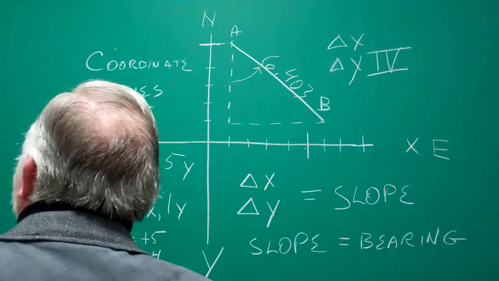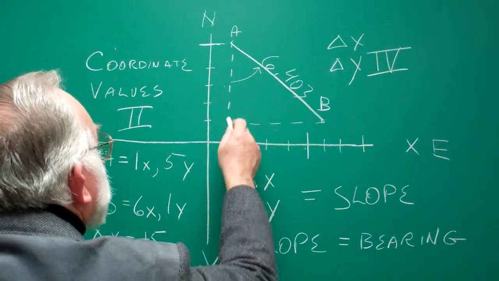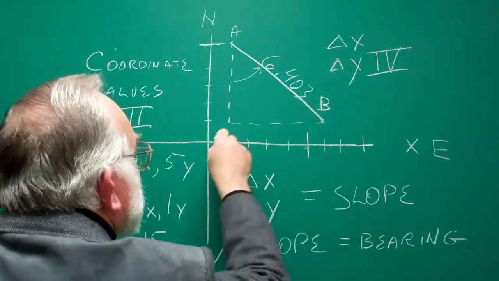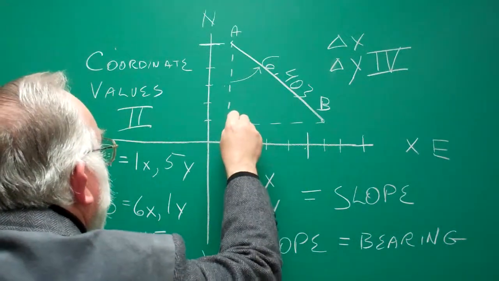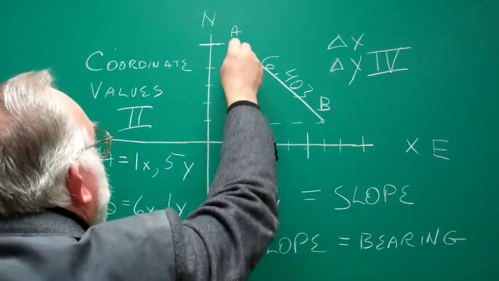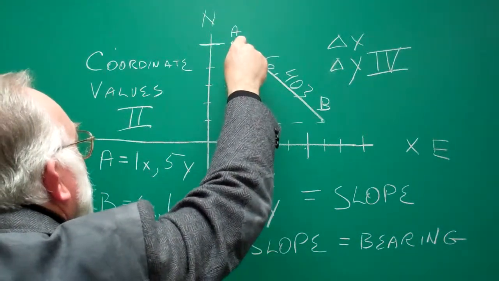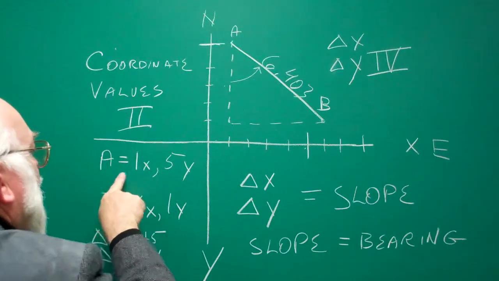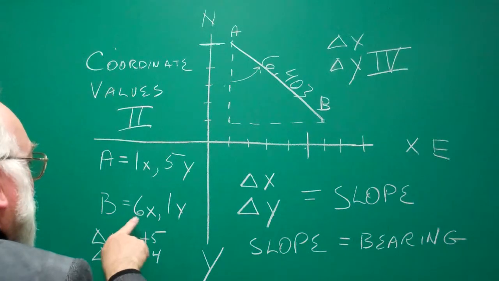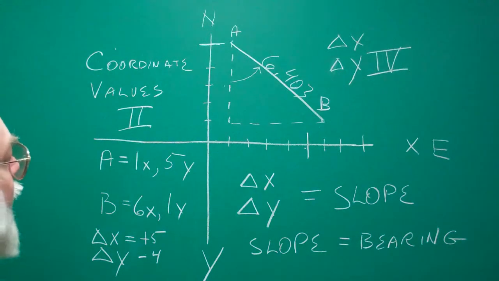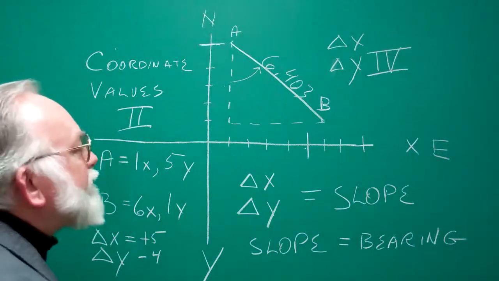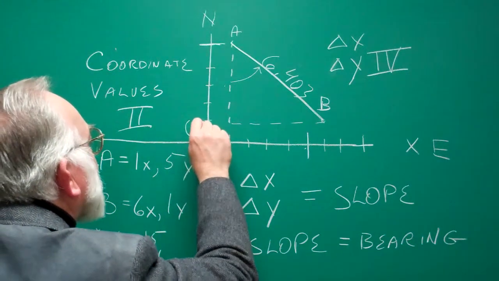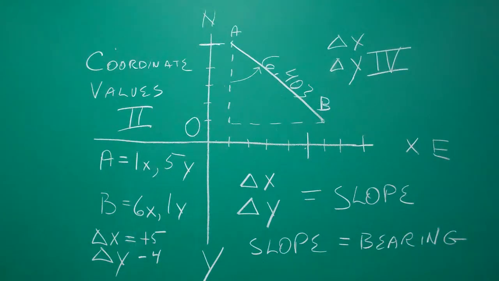So when we did our solutions before, we had a +5 on the x-axis, that's the x-axis, and we had a -4 on the y-axis. So therefore our coordinates, if we're just starting with these values, are A is 1x, 5y, and B is 6x and 1y. Now this assumes, here's where we have to start using our heads, that that is always going to be 0. And that's almost never going to be the case. You're never going to start a traverse at 0. You're going to start it at some other point.